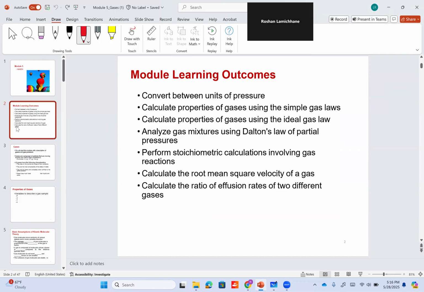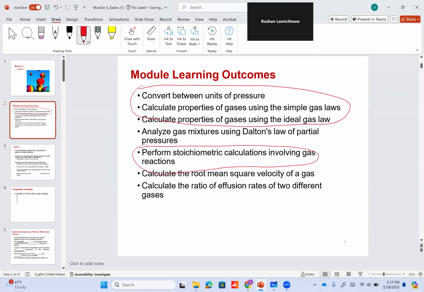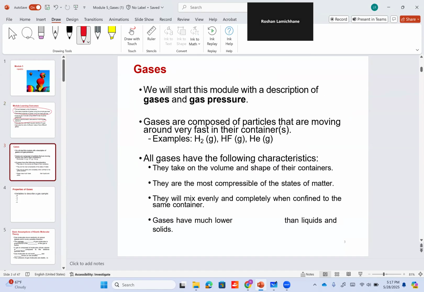So my goal today is I'll finish at least the first 3 bullet points. Now, even the fifth bullet point that you see, perform stoichiometric calculations involving gas reactions, I'm going to cover that as well. The Dalton's law of partial pressure and the last two learning outcomes, I'll cover those during lecture on Friday. All right, so without further ado, let's get started.